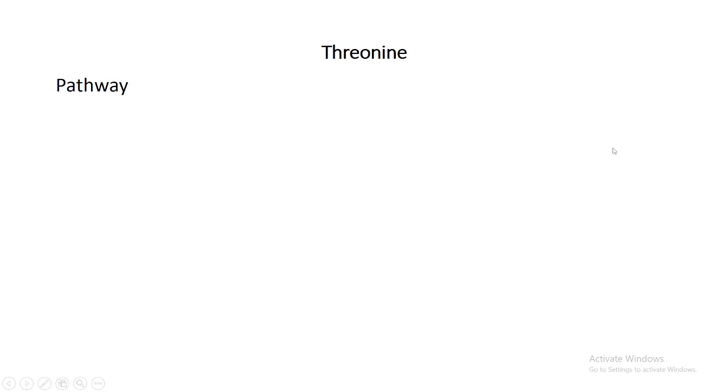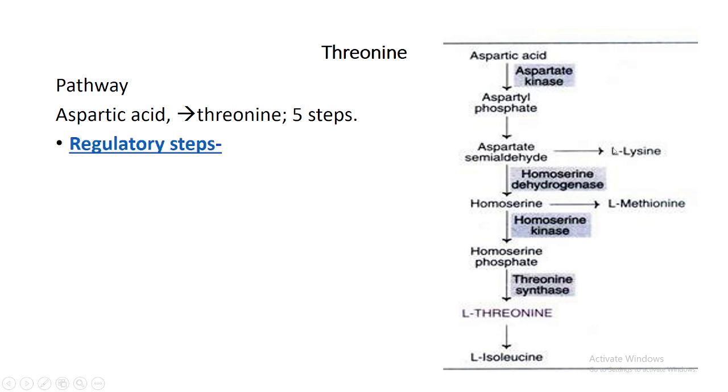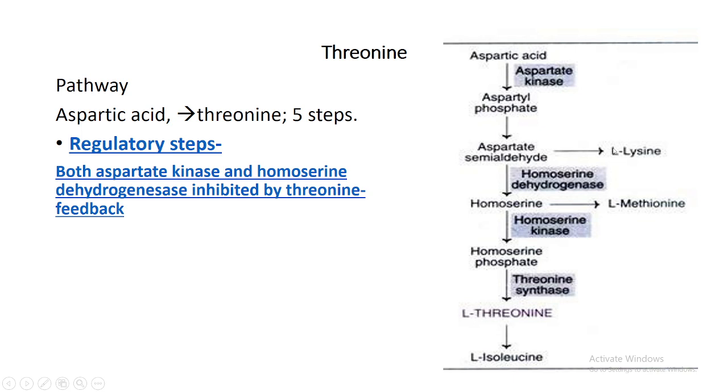The next one is threonine. Threonine also follows the very same pathway, but it deviates from aspartic acid. So the threonine production is a 5-step process from aspartic acid, and the regulatory steps are aspartate kinase, the first enzyme, and homoserine dehydrogenase. These are the important enzymes involved, and these two enzymes are regulated by feedback inhibition by the product.